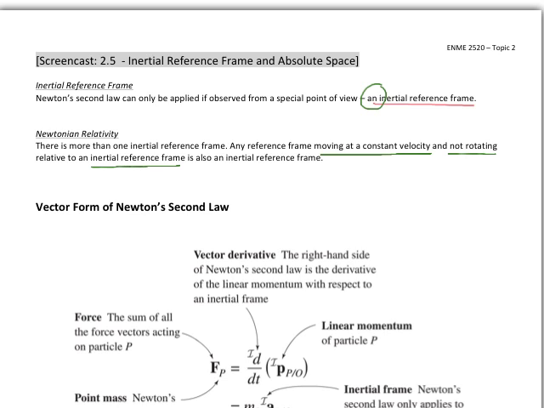So what we are able to do is, once we define or locate an inertial reference frame, we can test another reference frame, and if it's moving at a constant velocity and not rotating, then it also is an inertial reference frame, and we can make our observations there and apply Newton's second law, the laws of mechanics, from that point of view.